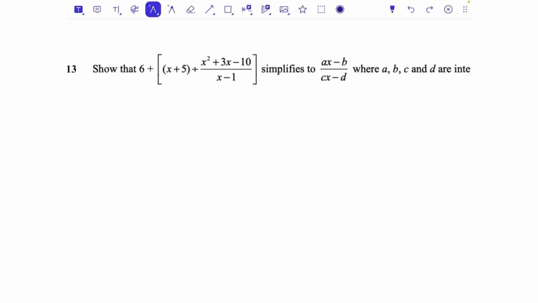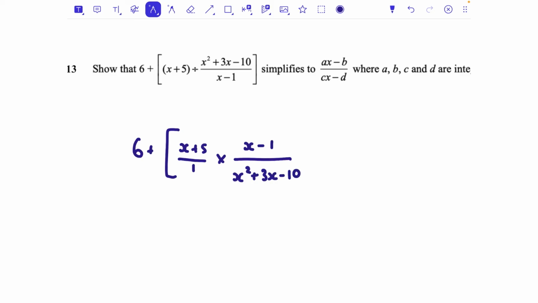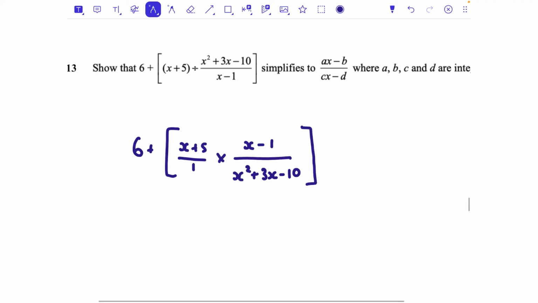And so if you wanted to, we could get some marks for just putting x add 5 over 1, just because I want to keep it as a fraction, times by x minus 1 over x squared add 3x minus 10. We know that instead of dividing by a fraction, we're going to multiply by its reciprocal. And then this is a quadratic, and this can be factorised. So I'm going to go ahead and factorise that.